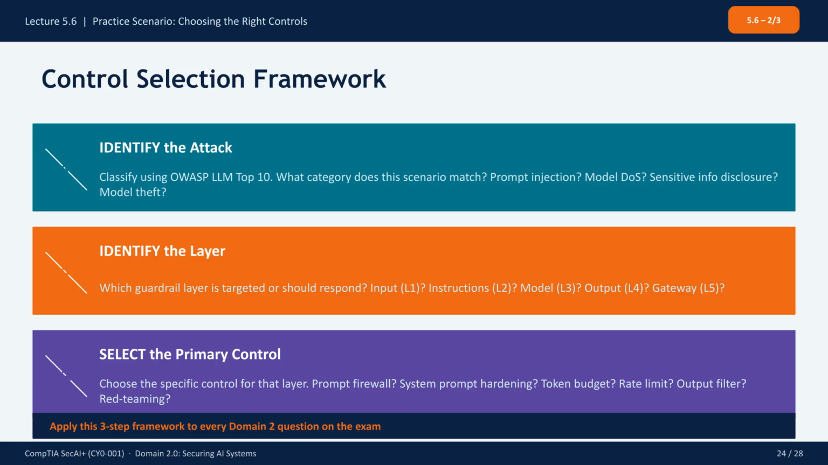The instruction layer? Is it a model-level issue? An output-side problem? Or a gateway-level concern? Each OWASP category maps primarily to 1 or 2 layers. Step 3. Select the primary control.